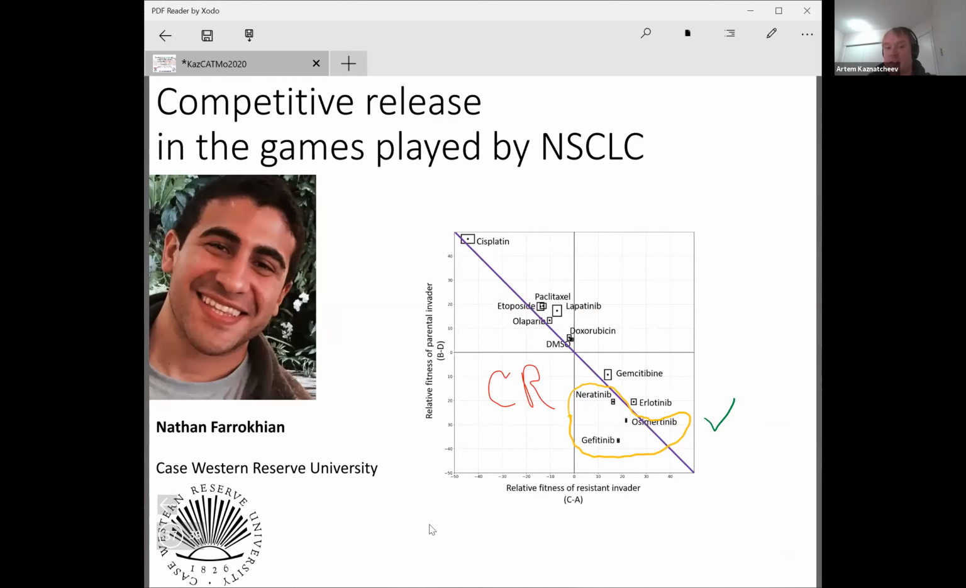And we can see that, for 3 of the 12 conditions that are listed in this particular case, Nathan saw competitive release. So definitely we can examine very methodically some of the tactics that we attribute to the tumor, and see under what drugs they are realized and what drugs they are not realized.